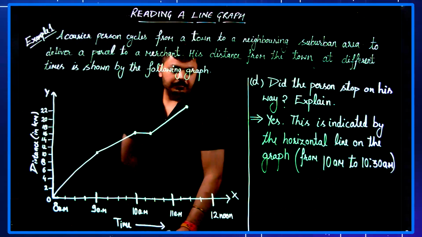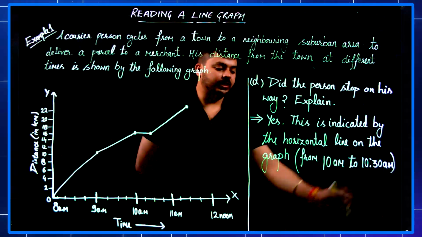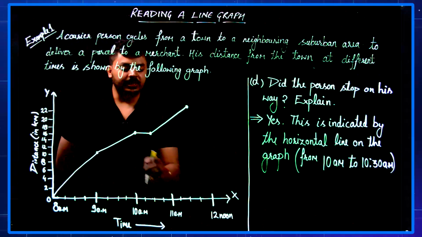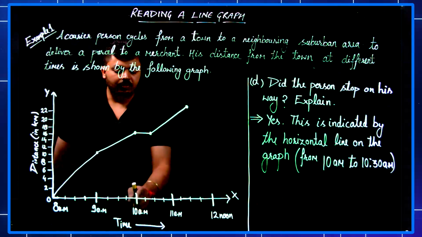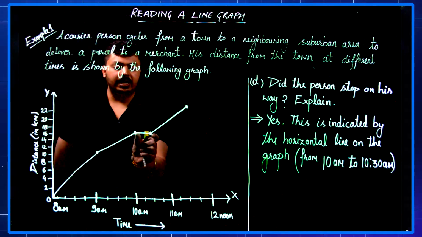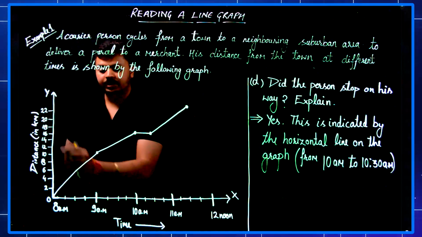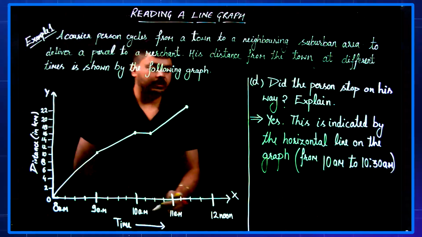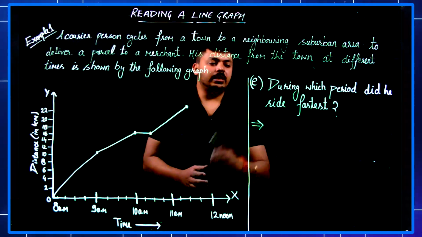So from 10 am to 10:30 am, it means the person has stopped for half an hour, and it is denoted by a horizontal line as there is no increment in the distance from 10 am to 10:30. So now let's see part E.